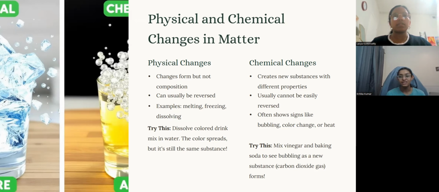So you can also try that and it's pretty cool. But first do try looking at the bubbling reaction and then you can try out these experiments.